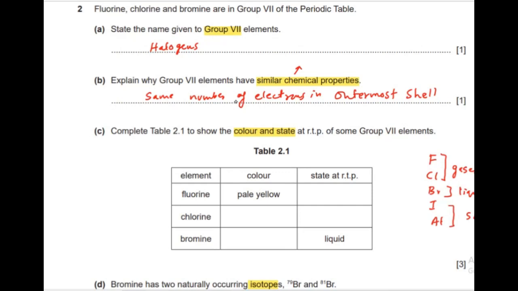The main feature of these elements is that they exist in the form of two atoms joined together, or in the diatomic form. But here you have to write down the state at room temperature and pressure. Fluorine is a gas, so you can say this is a gas. Chlorine is also a gas. Bromine is a liquid. Now, if we look at the colors of these gases, fluorine is a greenish gas, or you can also say this is a light yellow or pale yellow gas.